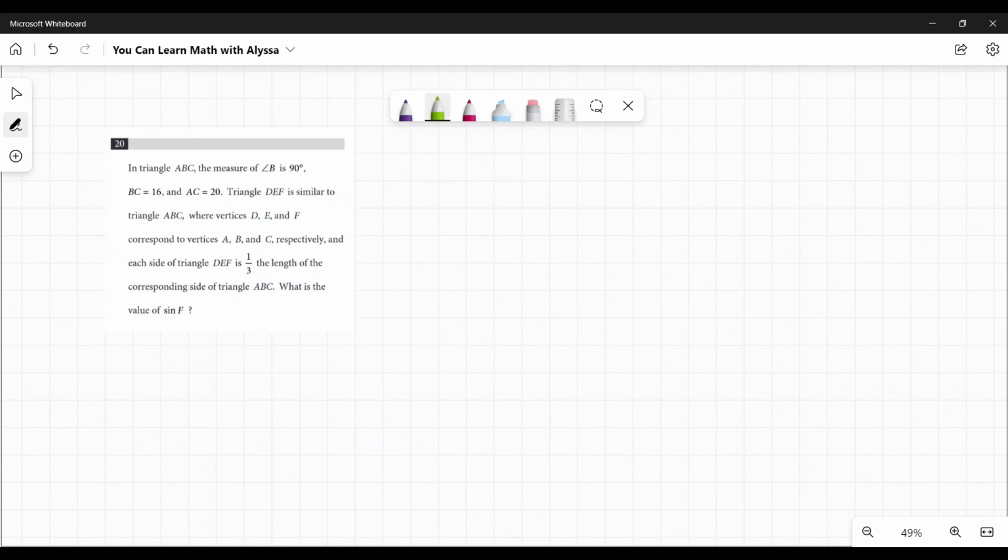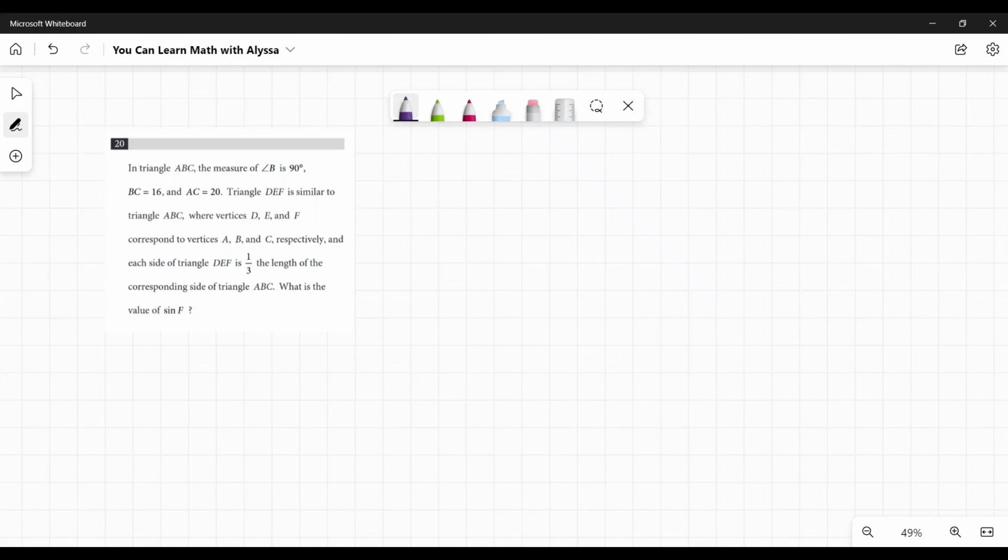Number 20, in triangle ABC, the measure of angle B is 90, BC is 16, and AC is 20. Triangle DEF is similar to triangle ABC, where vertices D, E, and F correspond to vertices A, B, and C respectively, and each side of triangle DEF is 1/3 the length of the corresponding side of triangle ABC. What is the value of sine F? There is so much verbiage here, and it's not all necessary. They are messing with you.